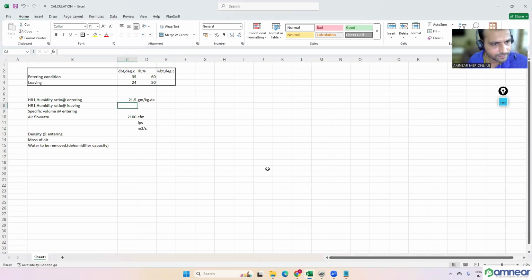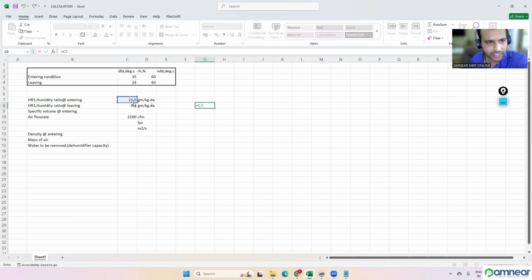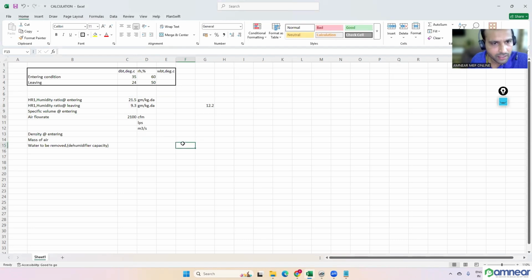I will be considering 9.3 gram of water per kilogram of dry air. Okay. And see, now you can see from each kilogram of air, 21.5 minus 9.3, nearly 12.2 gram of water has to be condensed or removed from each kilogram of dry air.